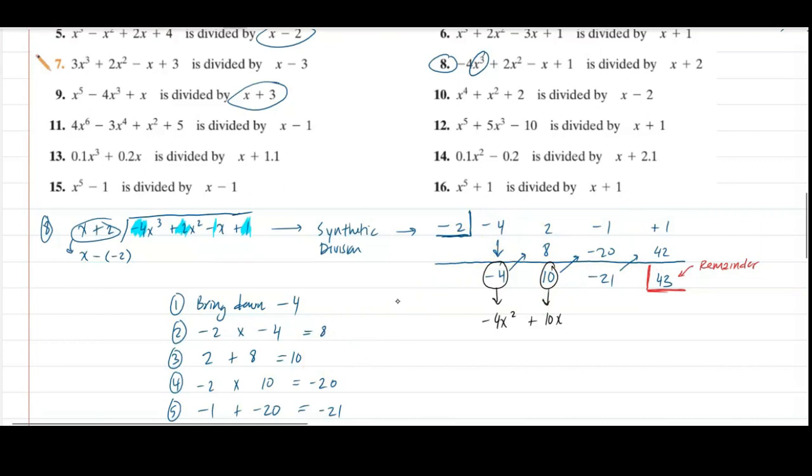And then I'm going to take that negative 21 and write it as minus 21. And so what does that leave? It leaves that 43. So the 43 is written like this. You write down 43 divided by the original divisor, which is over here, right? So you divide the 43 by x plus 2.